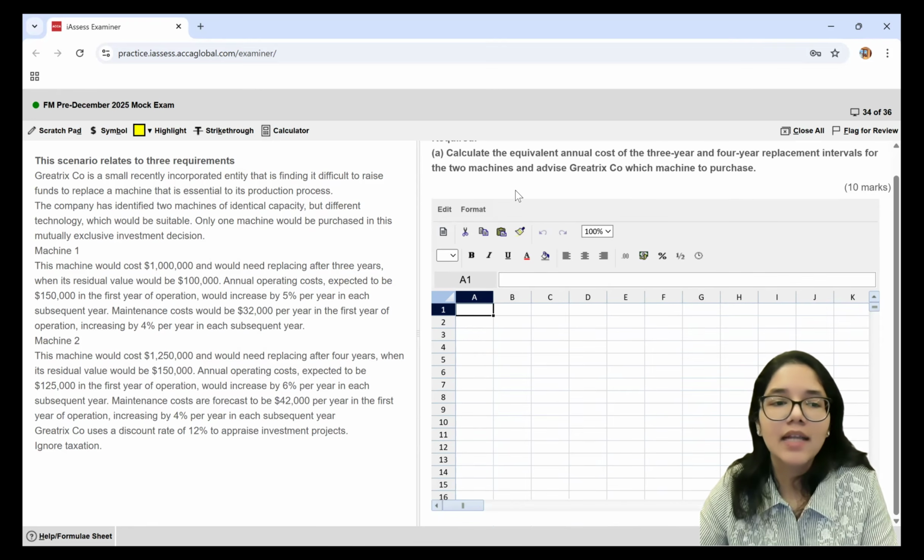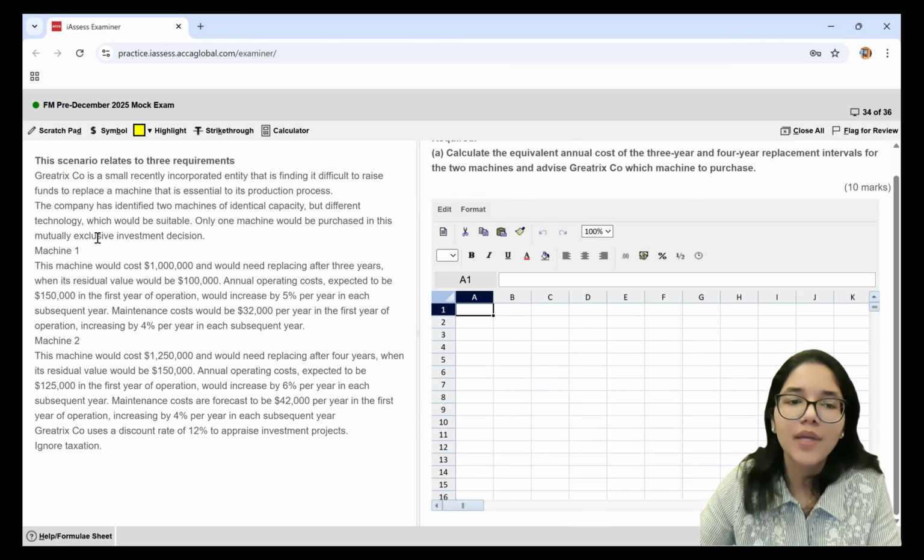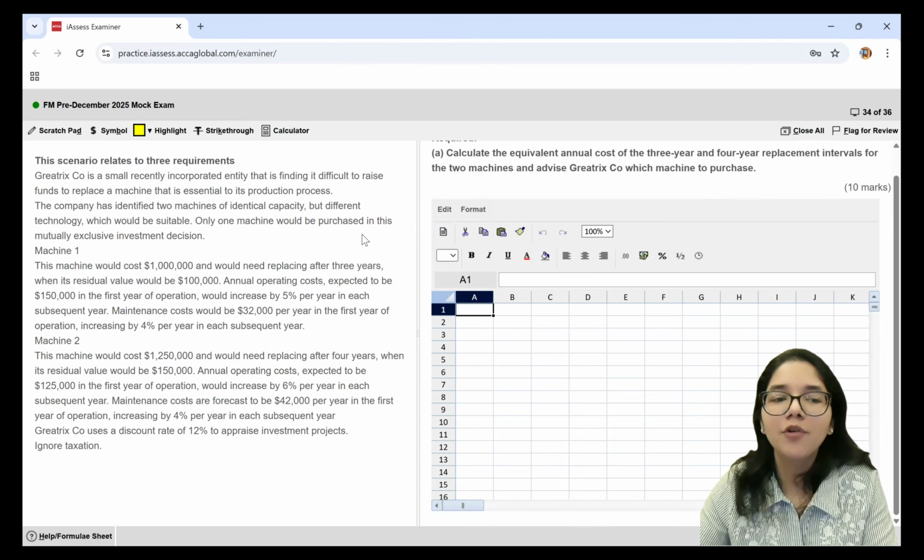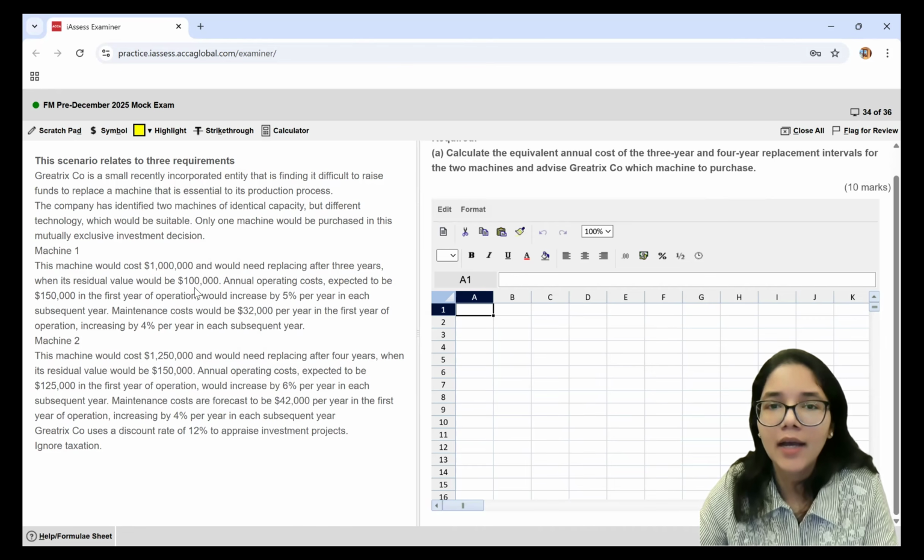Let's have a look at the scenario. Greatrix company is a small, recently incorporated entity that is finding it difficult to raise funds to replace a machine that is essential to its production process. The company has identified two machines of identical capacity but with different technology which is going to be suitable. Only one machine would be purchased in this mutually exclusive investment decision. Guys, what do we mean by mutually exclusive? Mutually exclusive means only one out of the two options is going to be chosen.